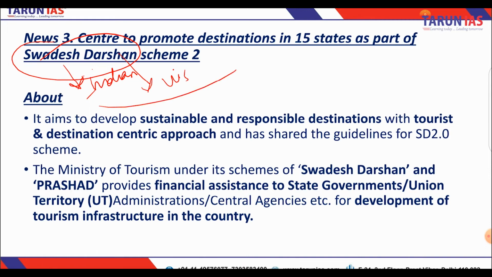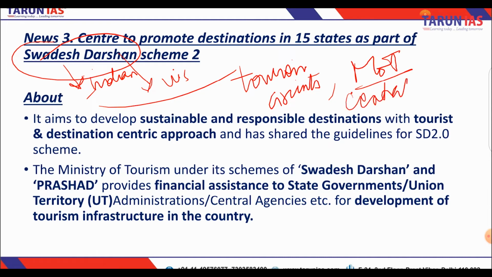So, basically, under this scheme, tourism circuits were developed under the Ministry of Tourism. It's a central sector scheme in which circuits will be developed, which will then be used for promoting tourism and also for promoting the rejuvenation of the site, right? So basically it aims to develop a sustainable, responsible destination with tourist and destination centric approach. All right.